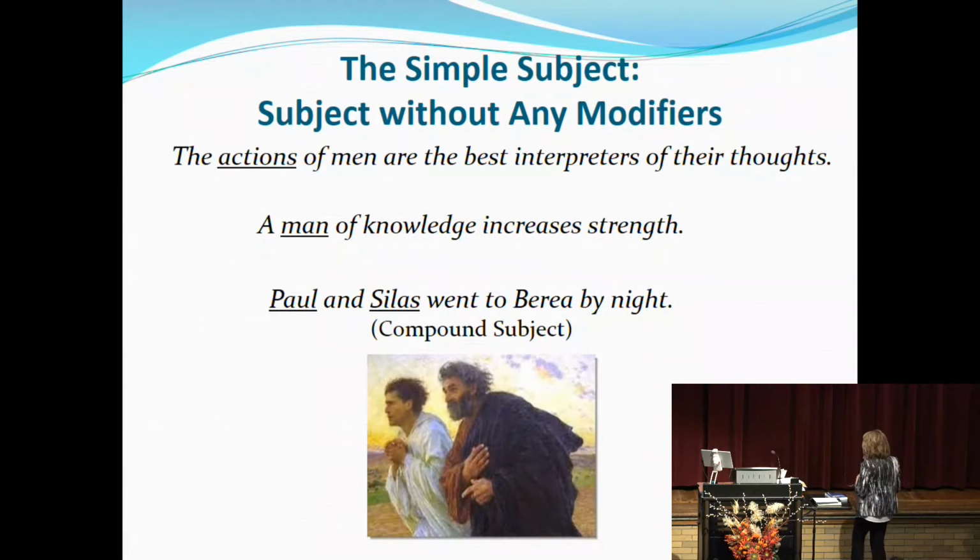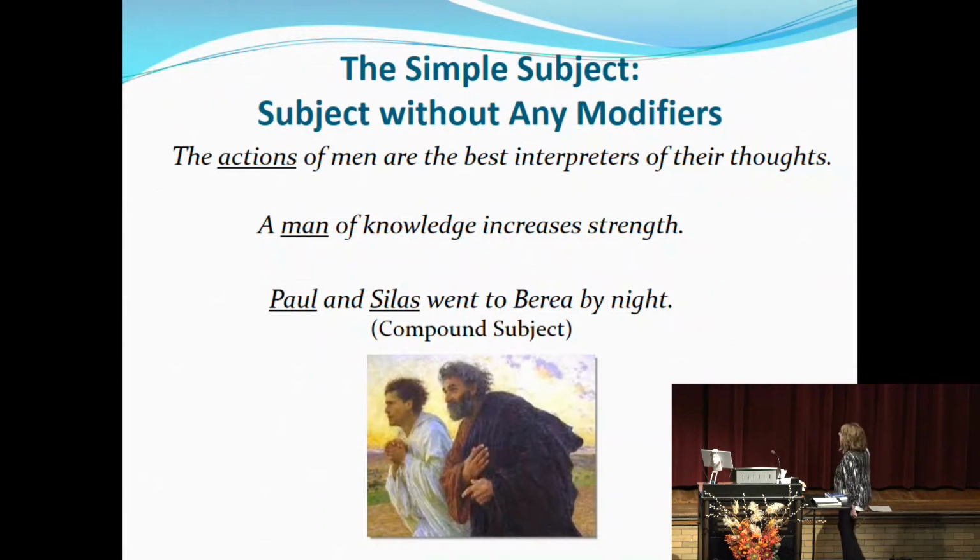So, the actions of men are the best interpreters of their thoughts. What is the verb in the sentence? Are. Then you ask the question, who are, or what are? And the answer to that question leads you to actions, doesn't it? It answers that question, and there you found your subject. It's important to follow this process because you can get messed up along the way and think you found your subject, and lo and behold, it's in a prepositional phrase. But that's how you find it, and that's called a simple subject.